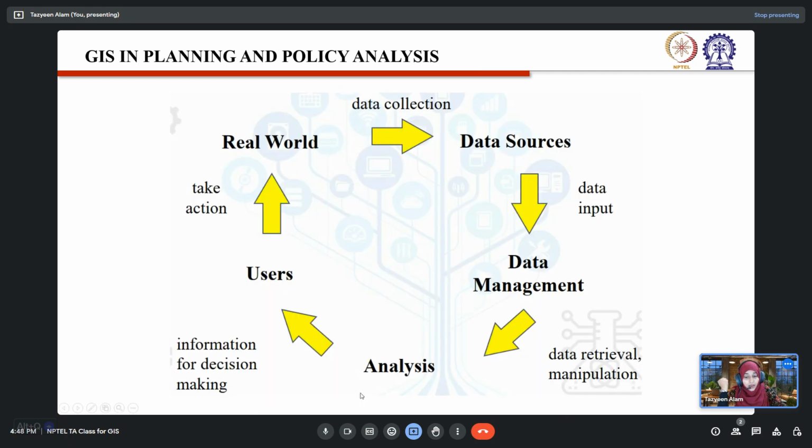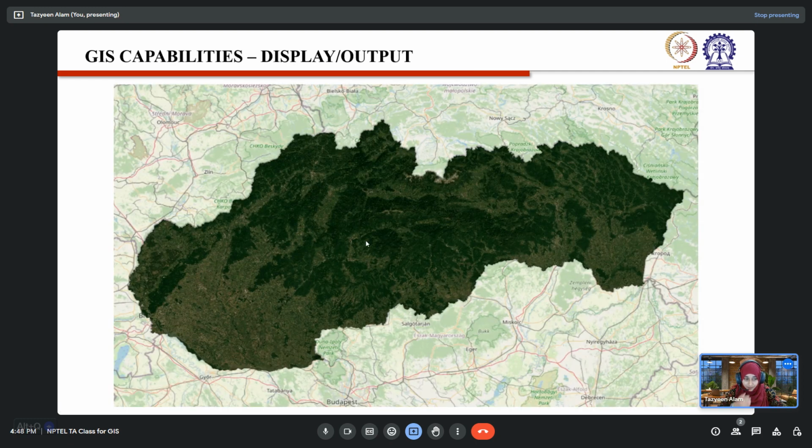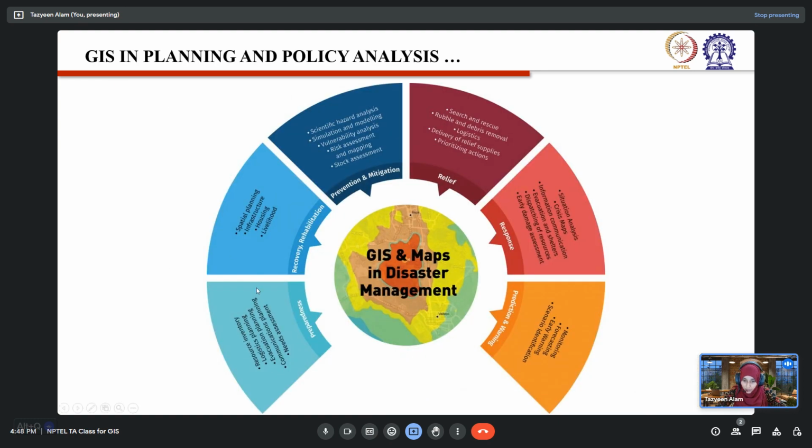But we can only come to the preparedness level once we have collected the data from previous disasters, whatever disaster has taken place. We have collected the data, we have managed the data, we have analyzed everything, and then finally, when the time comes for decision making, this is what we end up doing.